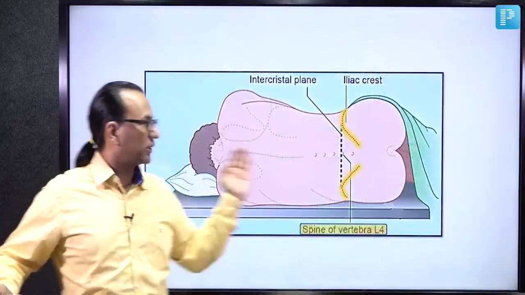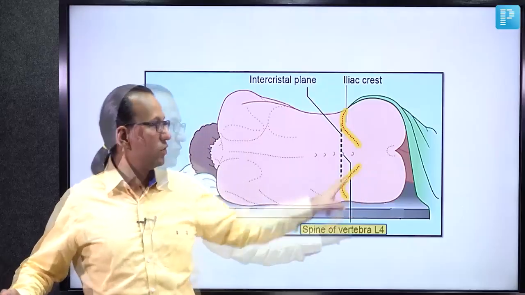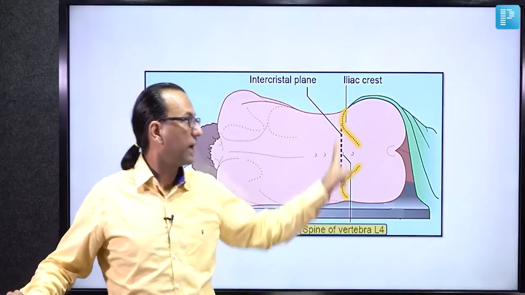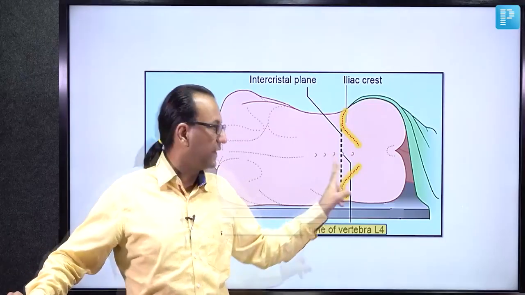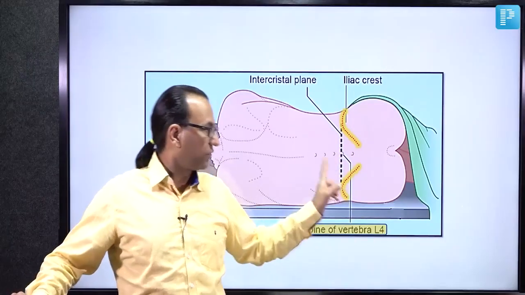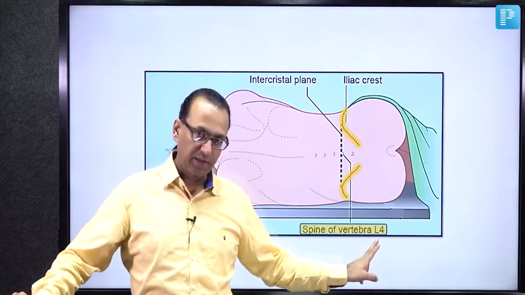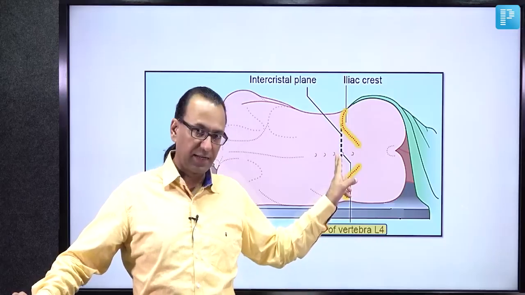To do the lumbar puncture, we put the patient in a flexion attitude and feel for the highest point of the iliac crest and put a line here, which is also called the intercrestal plane. It is at the level of the spine of the L4 vertebra, actually the L4-5 interspace, and that is where you can push your needle to aspirate the CSF. You can also put the anesthesia agent for lumbar anesthesia.